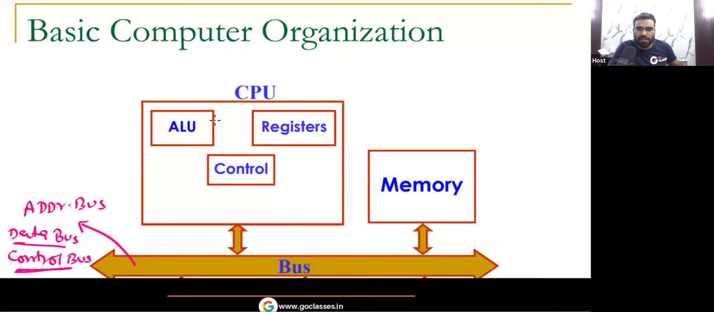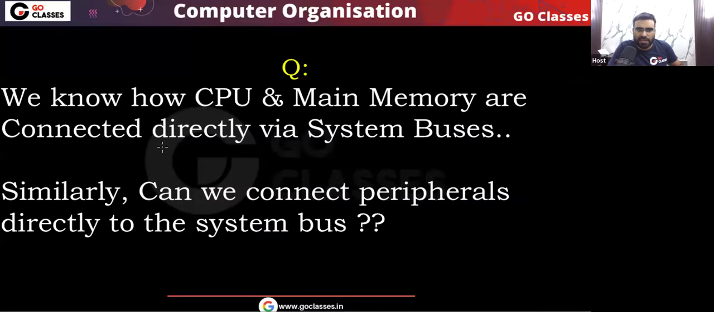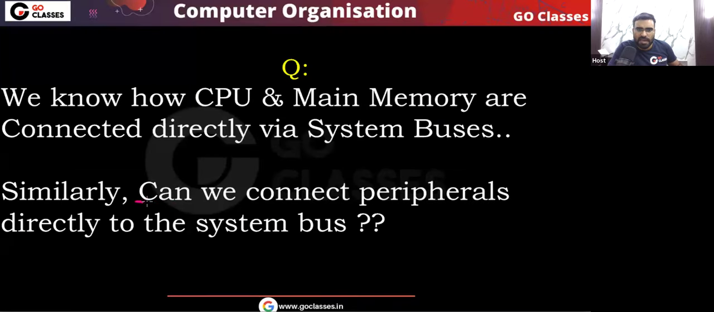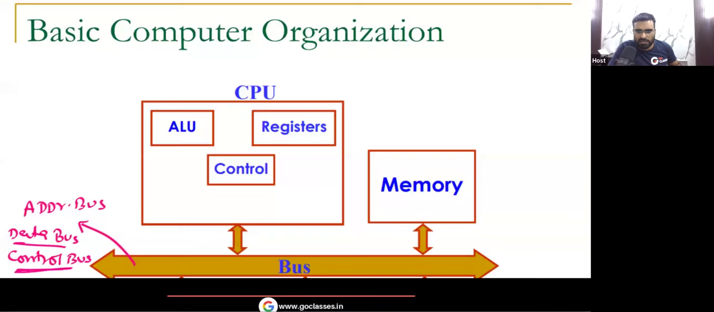So you already know that the CPU and main memory are connected directly by the system bus. Now my question is, can we connect IO devices directly to the system bus? Can we connect these peripherals directly to the system bus? Let me tell you, the answer is no. See, my question is like this. For example, this is your system bus.